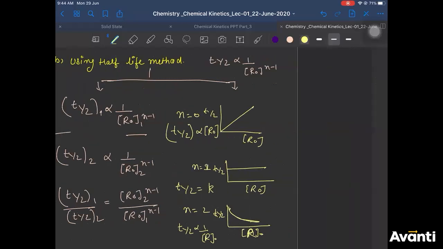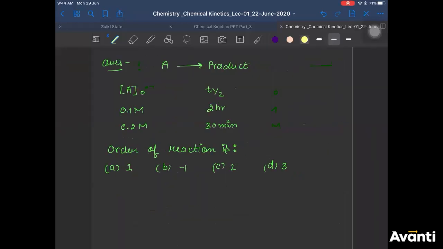Okay? Yeah, this is your first question based on this. These types of questions are very common in chemical kinetics. That data is given to you, find the order of the reaction. If this data is given to you, how would you find the order of the reaction?